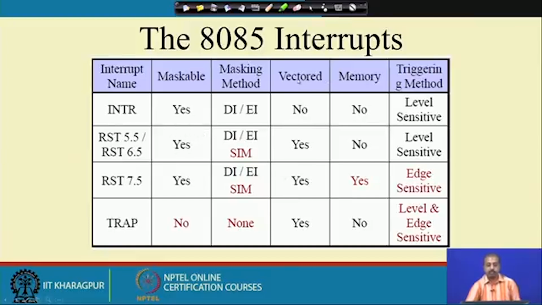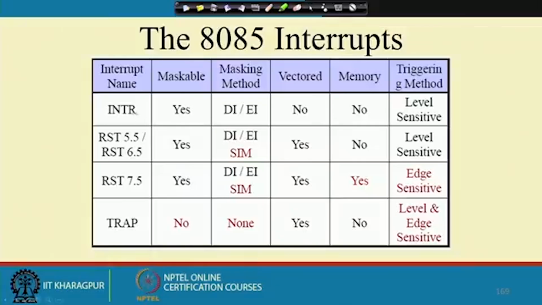Next, if you try to classify with respect to vectoring, INTR is not vectored, because when INTR occurs there is no fixed address to which the processor will jump, compared to 5.5, 6.5 and 7.5. We know that these values are multiplied by 8. Whatever the location, the processor will jump to that location and expect that the ISR for the interrupt will start from that address. Whereas for INTR, we do not have anything.